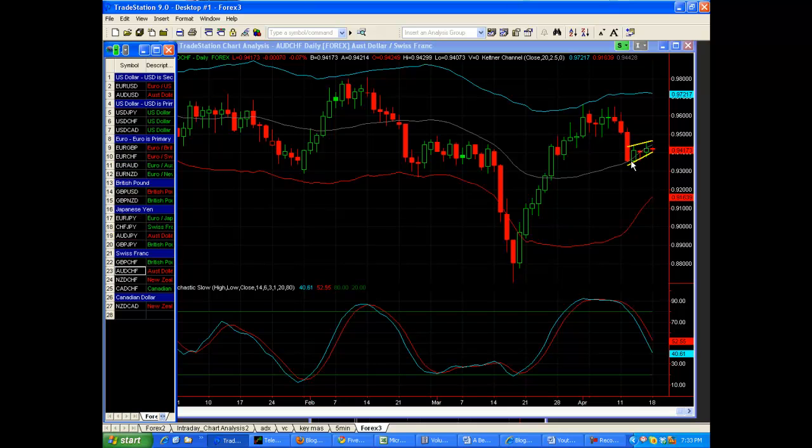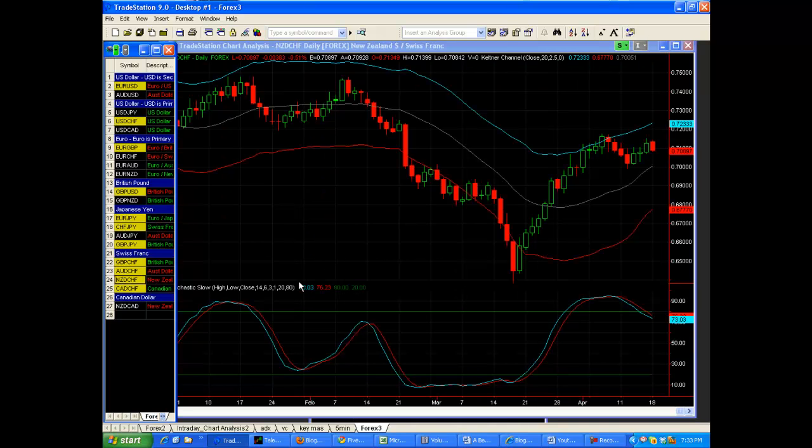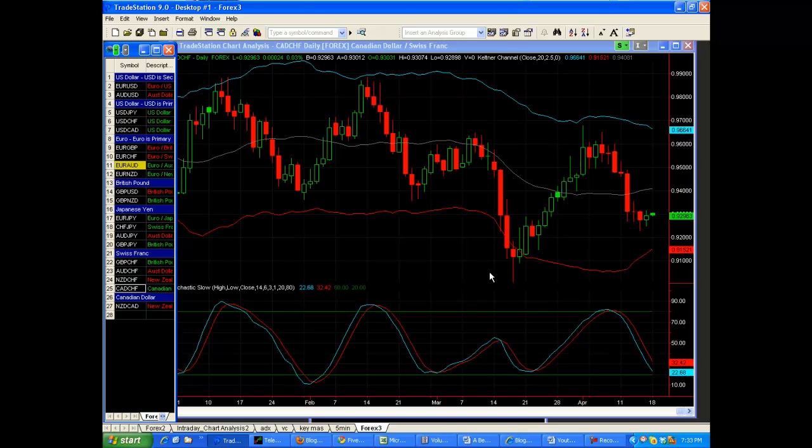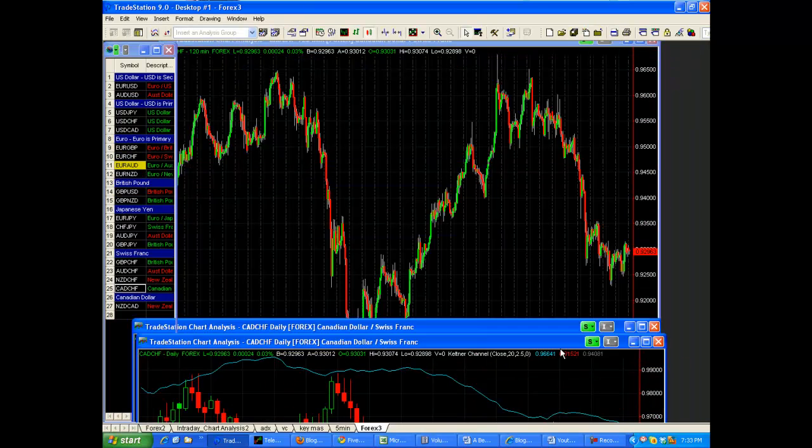Here's Aussie Swiss. Could be a little bear flag, but there's no impulse. So this is really just a consolidation. It's not really a flag. But watch it. Could break either way. Could offer an opportunity for a trade. Here's Kiwi Swiss. I don't see much. Here's Looney Swiss, also in a consolidation.